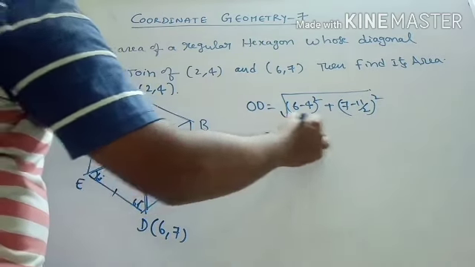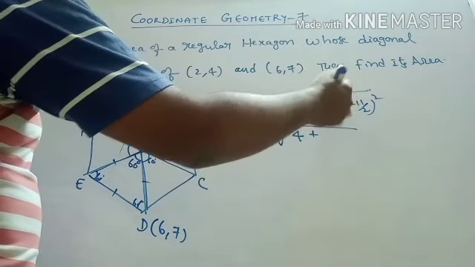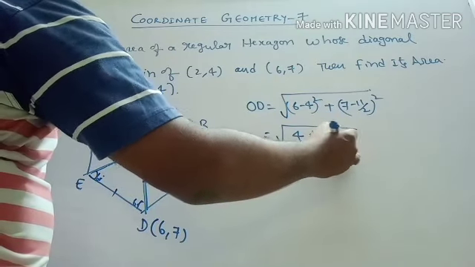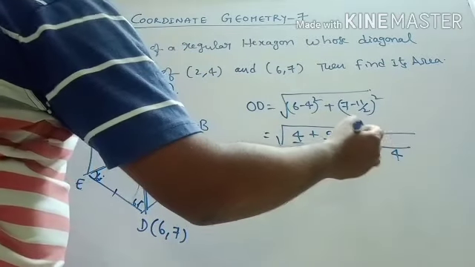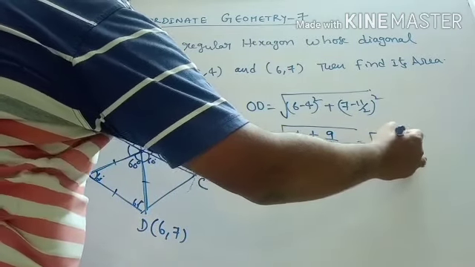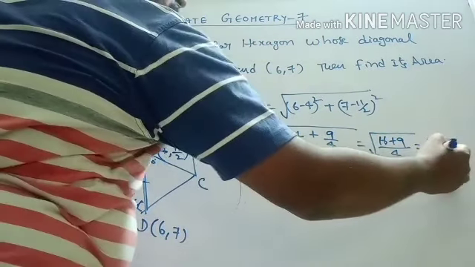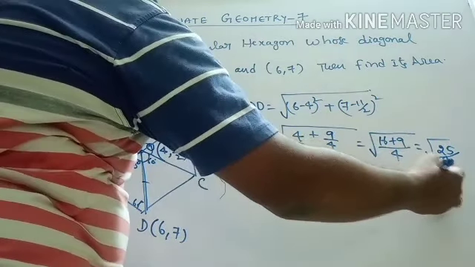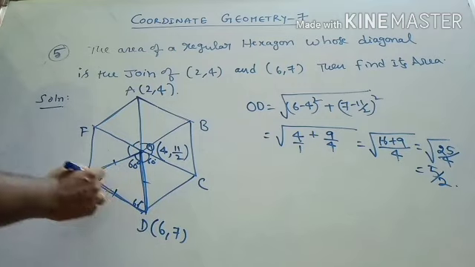Now this is equal to the square root of (6 minus 4) whole square, which is 4, plus (7 minus 11 by 2). Take LCM: 14 minus 11, that is 3 by 2, and then 9 by 4 you have here. Now take 4 as the LCM: 16 plus 9, which is 25 by 4. That is nothing but 5 by 2. This is 5 by 2. Now we got that 5 by 2 is the length of the side of one equilateral triangle.